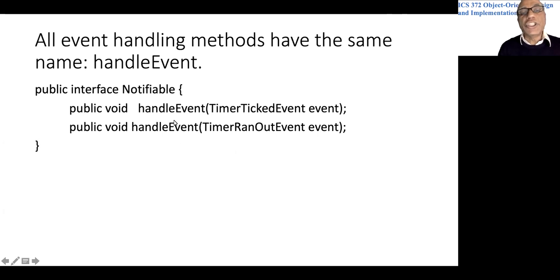We are changing all event handling methods to the same name, handle event. So every event handling method in this implementation is having the name handle event, and the type of the event distinguishes the methods. So here the notifiable class has two handle event methods. One is when the timer ticks, and the other is the timer running out.